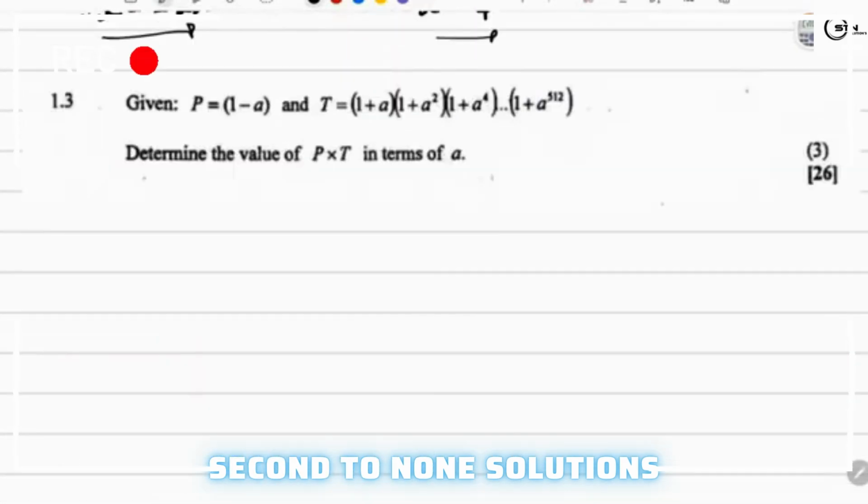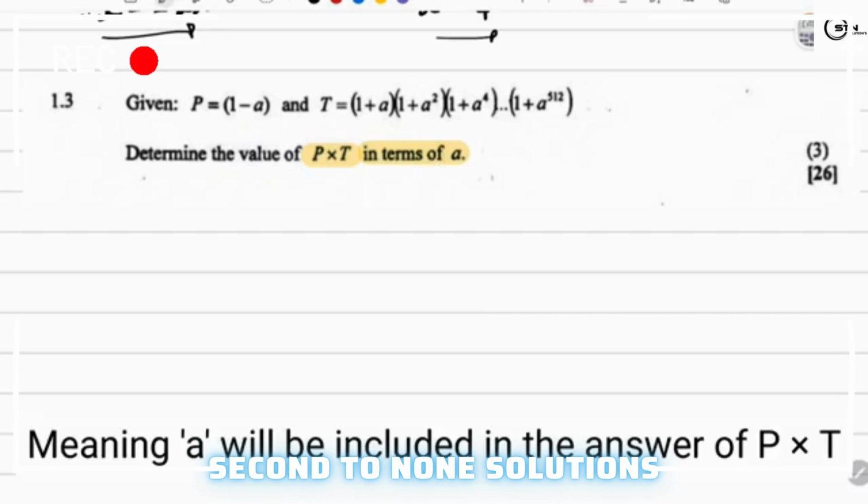And then we have the last question in question 1, which is 1.3, and it says, given p is equal to 1 minus a and t is equal to 1 plus a times 1 plus a squared times 1 plus a to the power of 4, and this goes on until 1 plus a to the power of 512. We need to determine the value of p times t in terms of a. Them already saying in terms of a just means that when you finally multiply the equation of p with the equation of t, you're going to just get your answer, and it's going to be in terms of a.